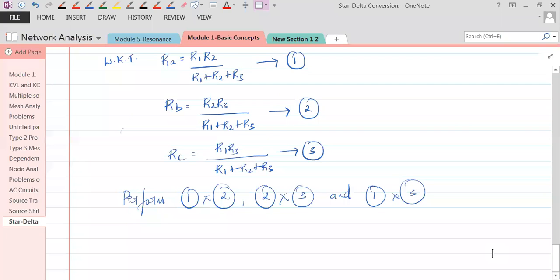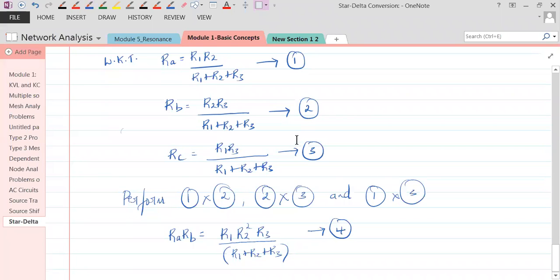RA into RB is what we get from 1 into 2. So RA, RB. If you multiply the right hand sides, what you'll be getting? You'll be getting R1 into R2 square R3 divided by R1 plus R2 plus R3 whole square. So this is one equation we get. Call this equation number 4.